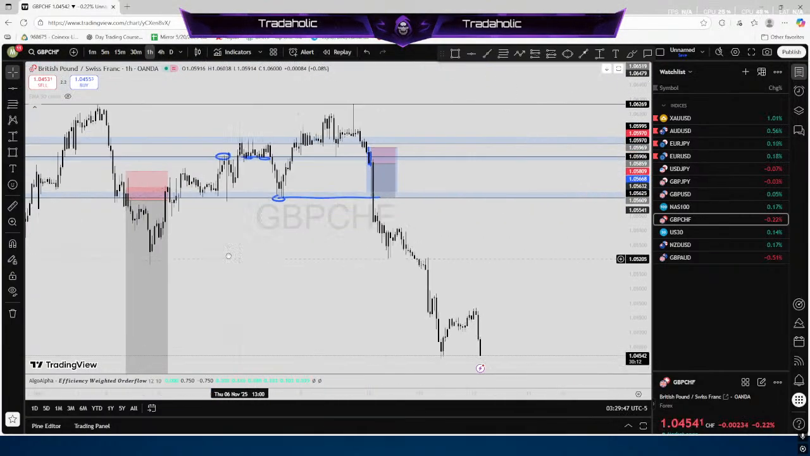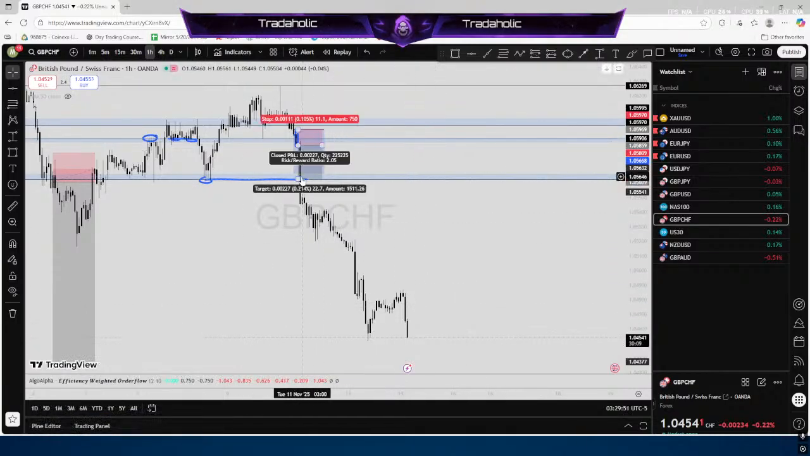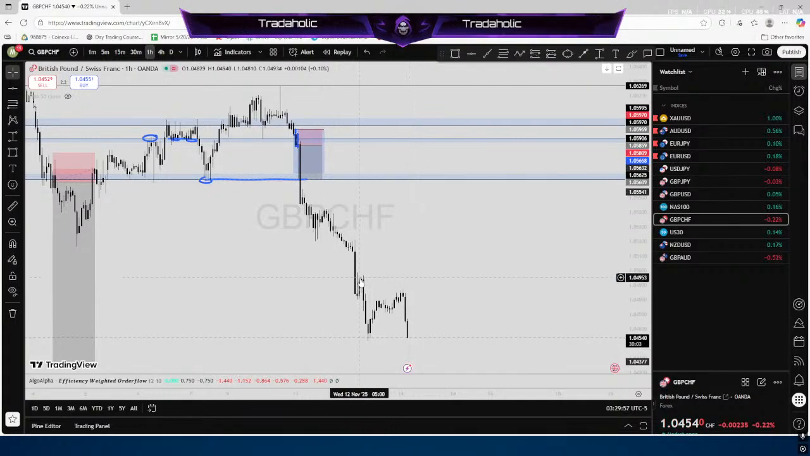I did not think this was going to run all the way down here, but it did. So it is what it is. I'm okay with taking this win up here and not FOMO on this sell, because price could easily just tap here and reject it, then I could have taken a loss. So it is what it is.